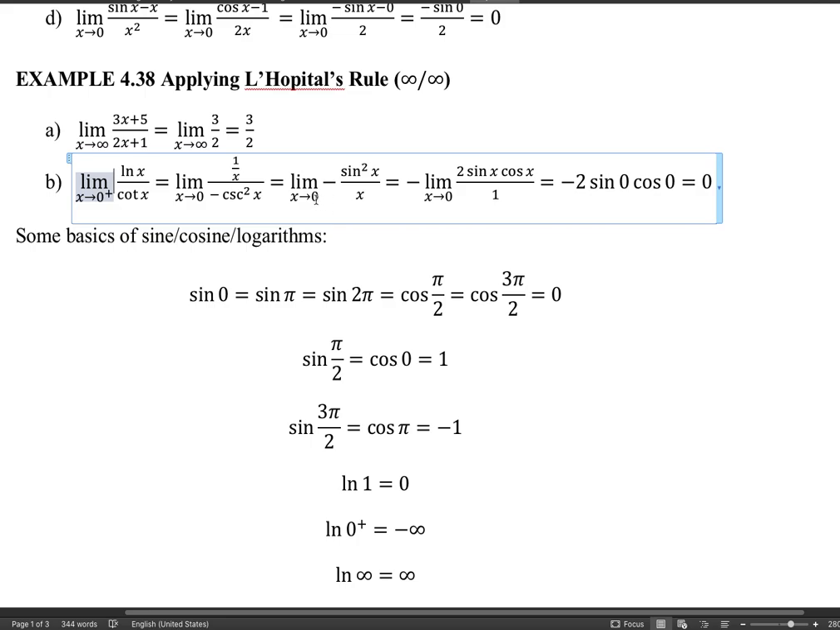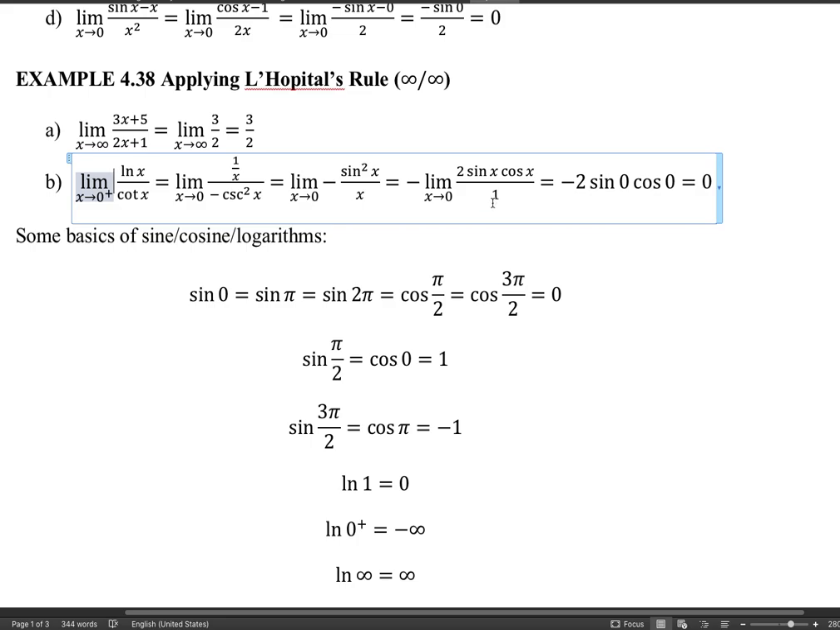applied again. So from here, I apply the L'Hopital rule again, taking the derivative of the numerator. Don't forget the chain rule. Okay, sine squared of x, you consider this as a power function first, something squared. So it is 2 times sine x, then times derivative of cosine x. Derivative of denominator, which is just 1, derivative of x is 1.